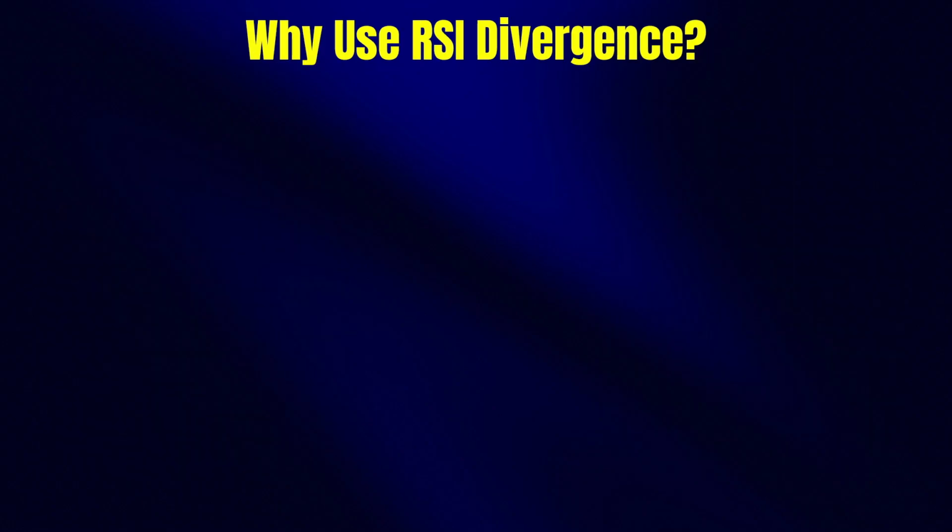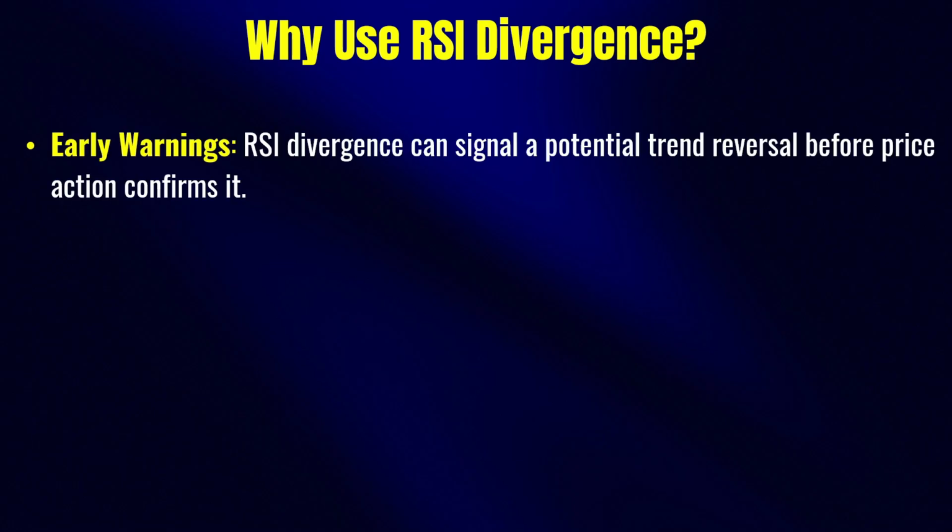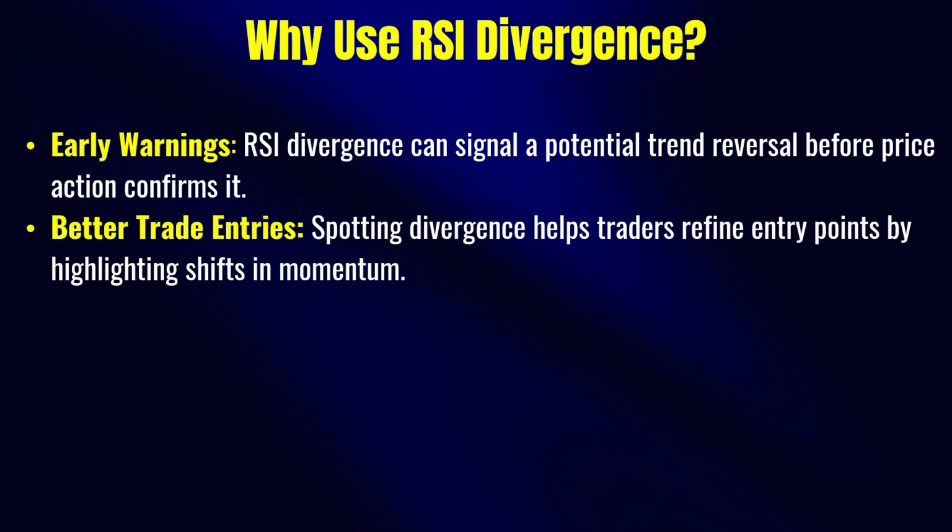So why should we use RSI divergence? What is the advantage? The advantage of using RSI divergence is that it can give us an early signal for a potential trend reversal. So in this way, we can enter a trade way earlier than before seeing a significant price drop. The second point is better trade entries, as I mentioned earlier. If we can identify a signal that a trend is going to change, then we can get a better entry. Better entry means lower risk and bigger profits.